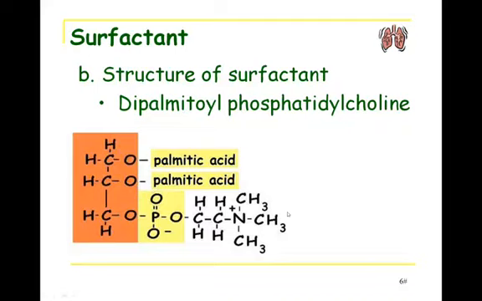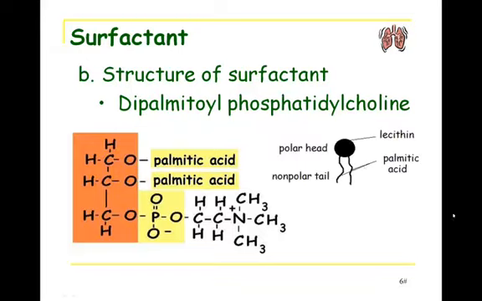Now you'll notice that the phosphatidylcholine is amphipathic. So amphipathic means that you have a polar end and a nonpolar end. Now, this is kind of your basic picture that you often see when people draw a phospholipid. You got your polar head, which is the lecithin here. That's the polar head. It wants to hang out with water. And the nonpolar tail, or tails, is composed of the palmitic acid.